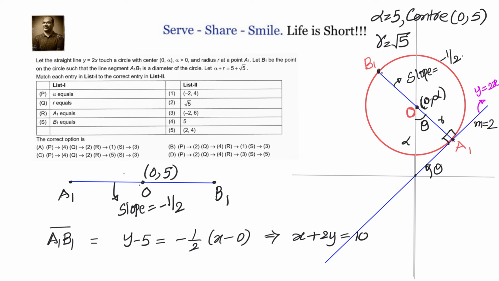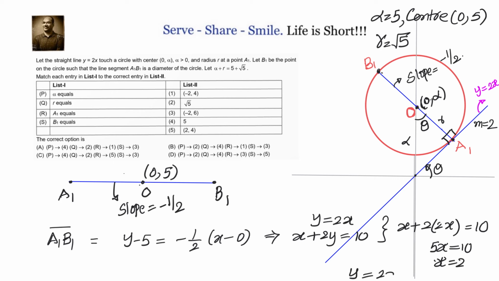The other equation is y equals 2x. The point of intersection of these two comes from substituting y equals 2x: x plus 4x equals 10, 5x equals 10, x equals 2. So the x coordinate of A1 is 2. Then what will be the y coordinate? Y equals 2x, so y equals 4. So the coordinates of A1 are (2, 4).